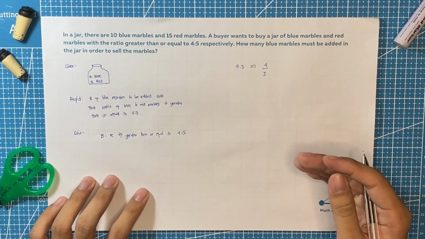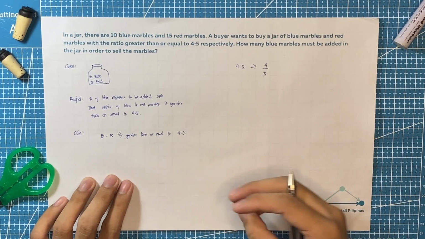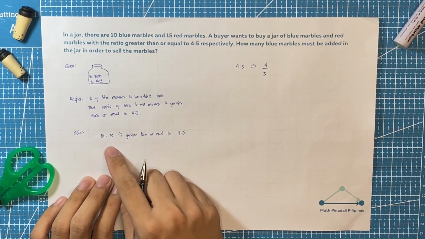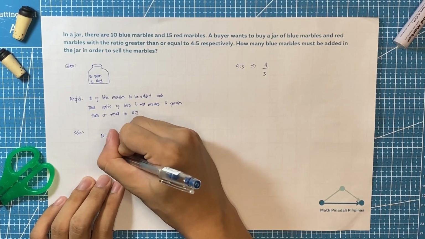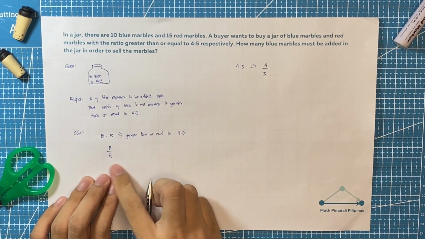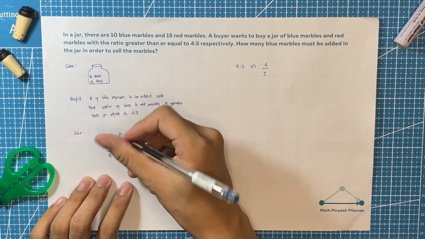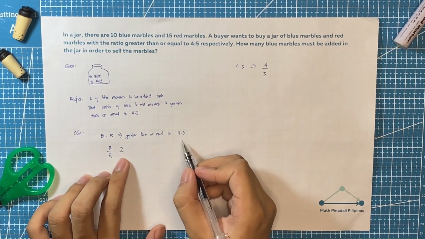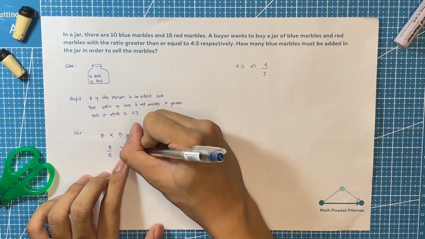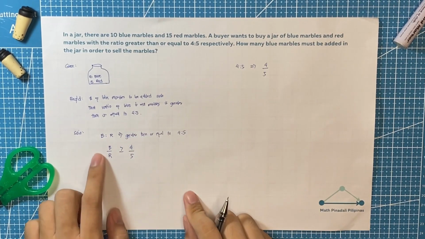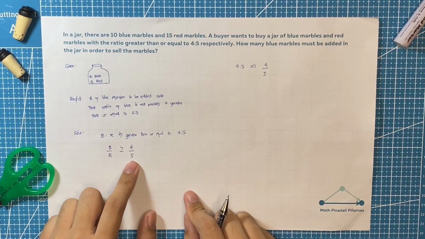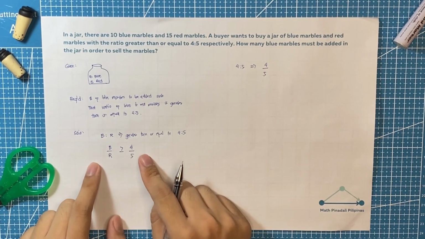I-represent natin siya in terms of fraction para mas madali nating manipulate yung ating inequality. Now, yung ratio ng blue to red, pwede natin siya i-represent as B/R, greater than or equal to 4/5. So, B/R is greater than or equal to 4/5. This would be our working inequality.